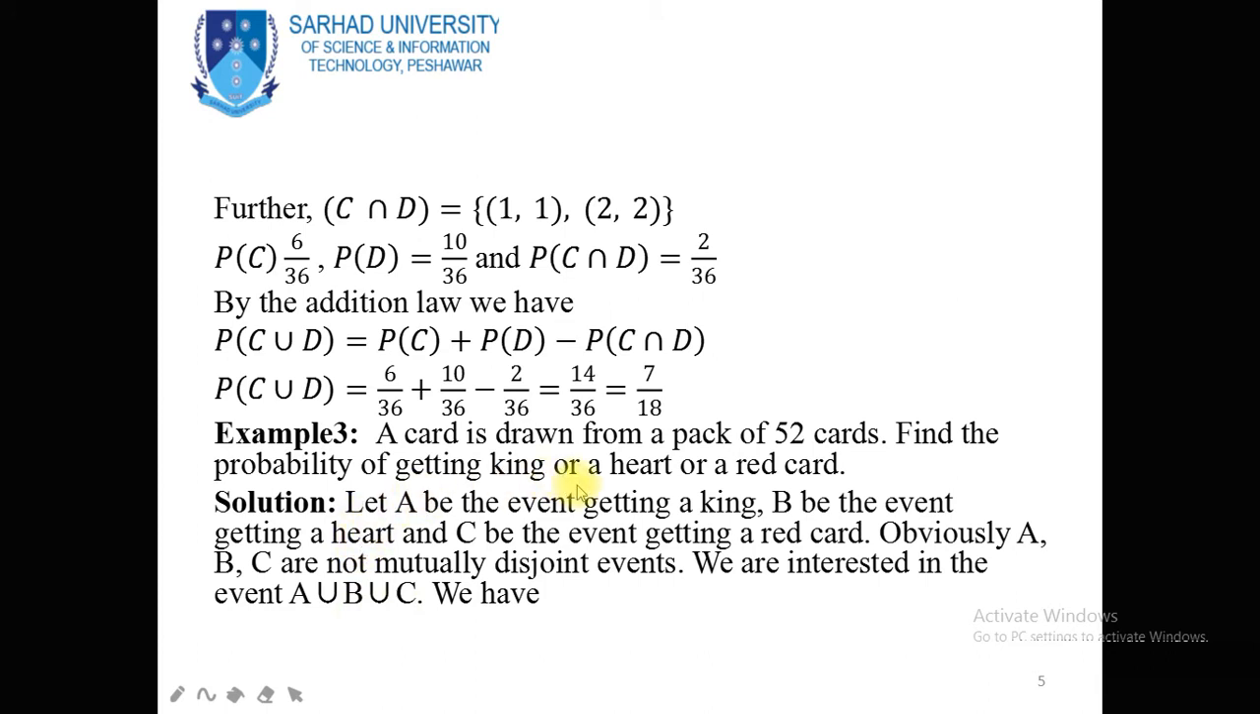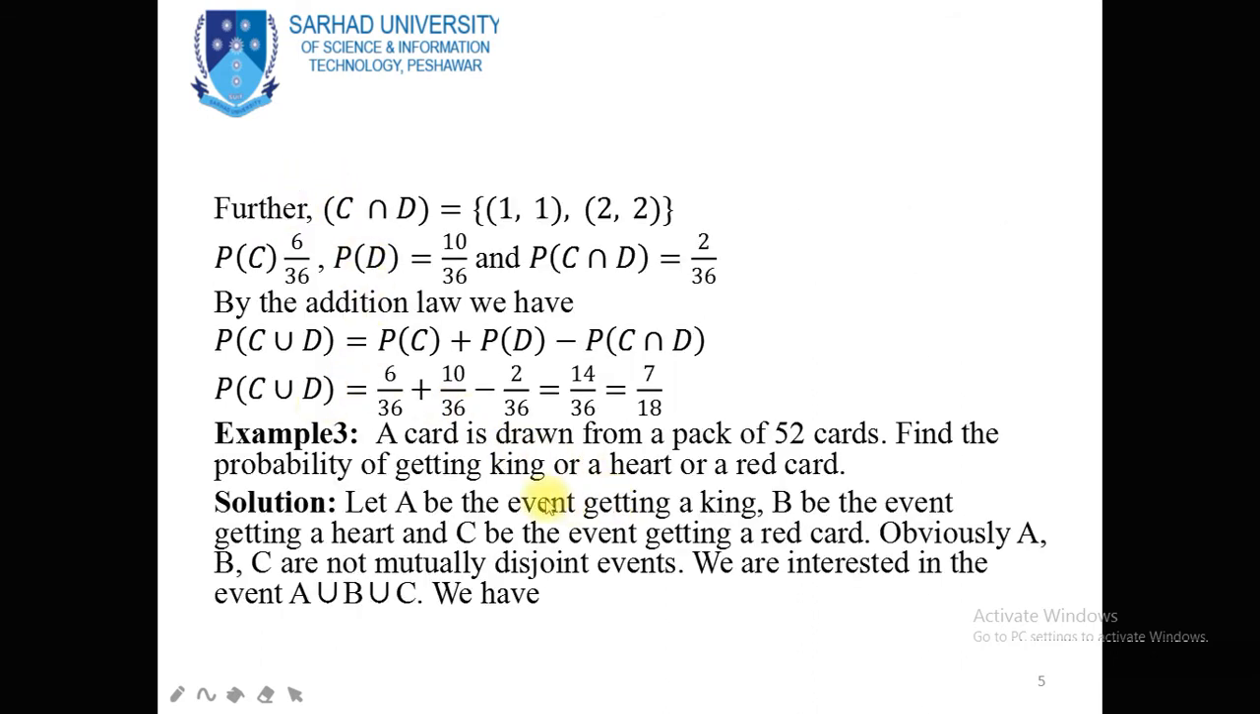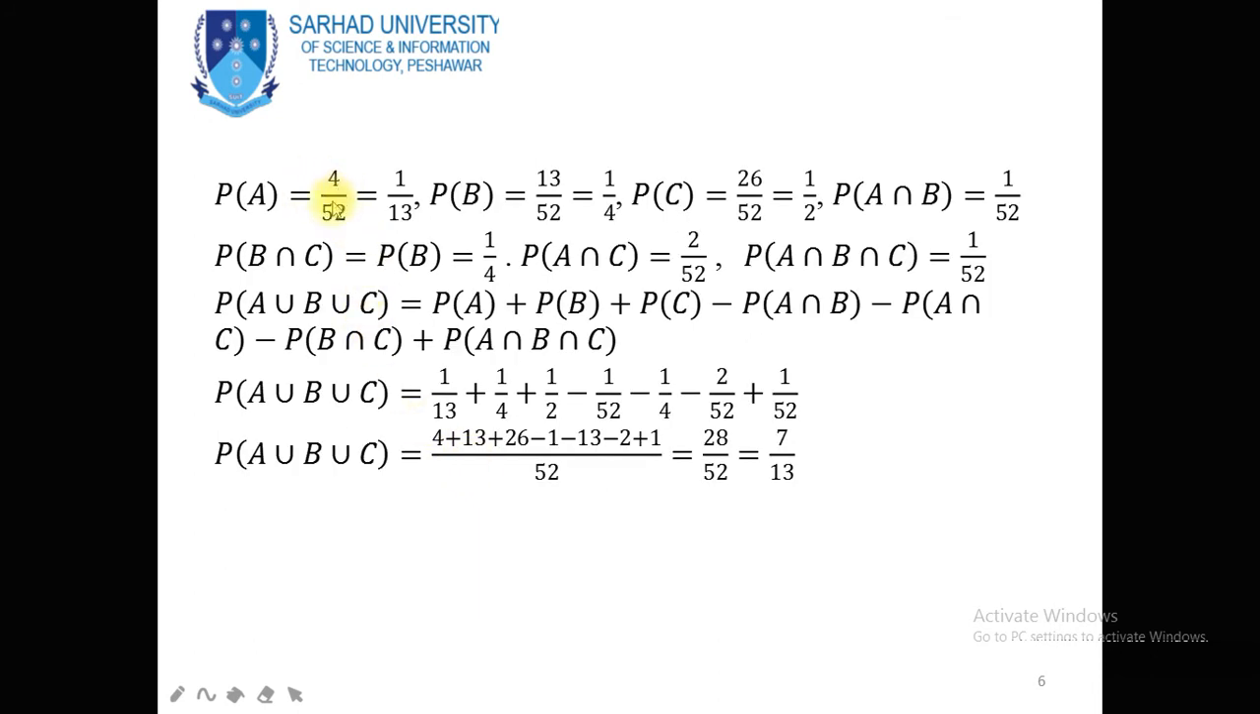Let A be the event of getting a king card, B the event of getting a heart card, and C the event of getting a red card. Now A, B, and C are not mutually disjoint events. So we are interested in the event A union B union C. So probability of A is 4 by 52 because A is the event of a king card. There are 4 king cards, so probability of A is 4 by 52, which is equal to 1 over 13.